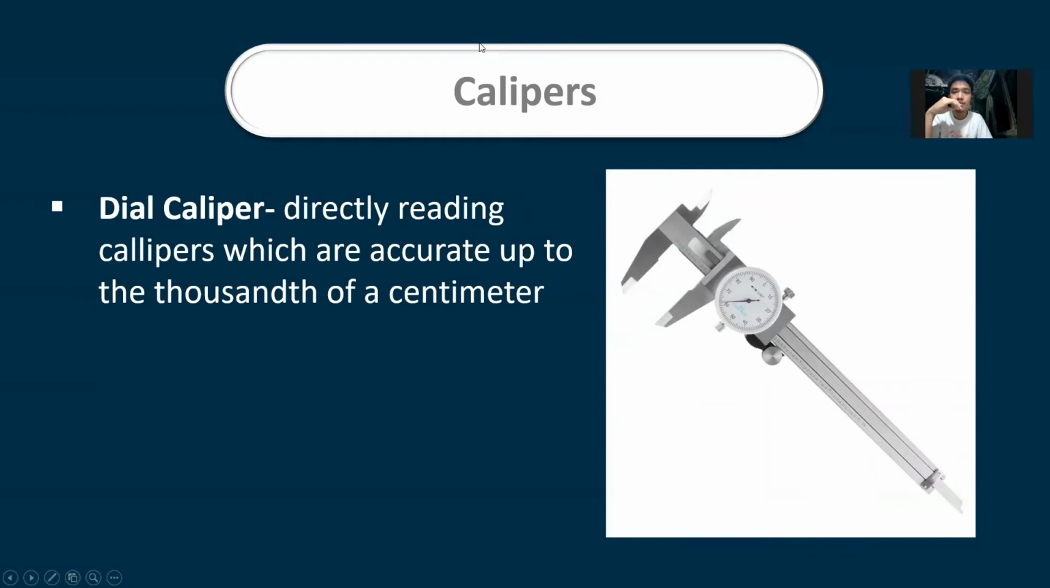The last type of caliper is the dial caliper. It is directly reading calipers which are accurate up to the thousandth of a centimeter. Ito naman, ito na ang pinaka-straightforward sa tatlo. Kasi, same usage din sa slide and vernier. Pero, ang difference nito is may dial indicator siya. So, pag ginamit mo to, titignan mo lang yung parang analog clock. And makikita mo na doon kung anong measurement ang mini-measure.